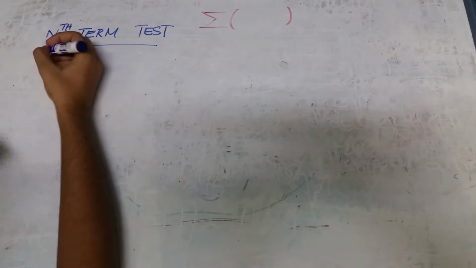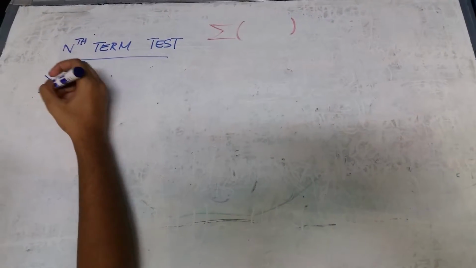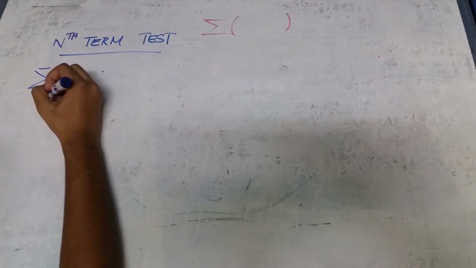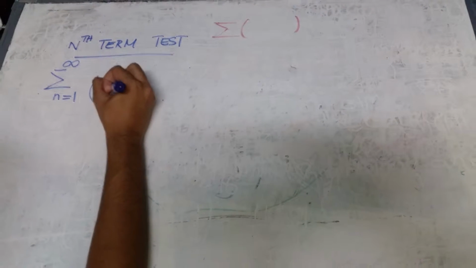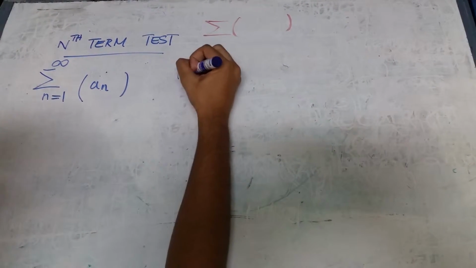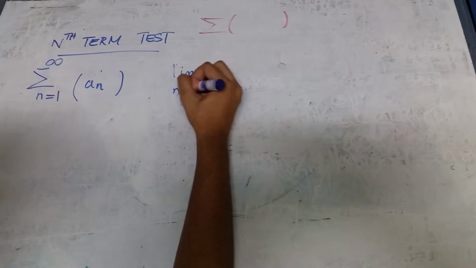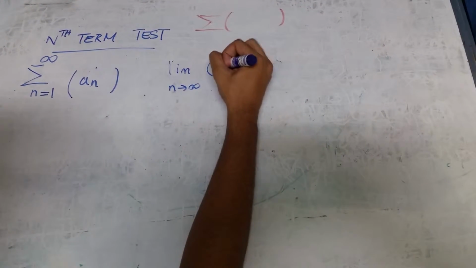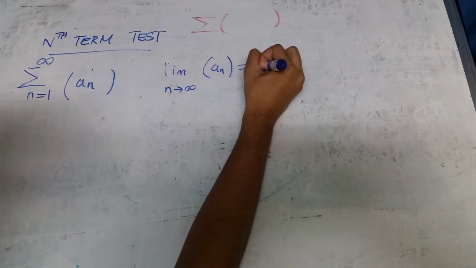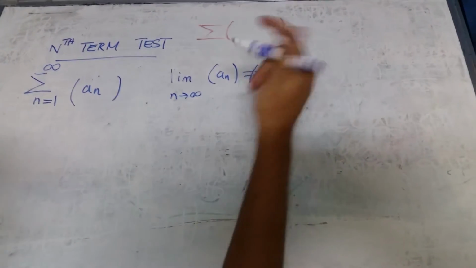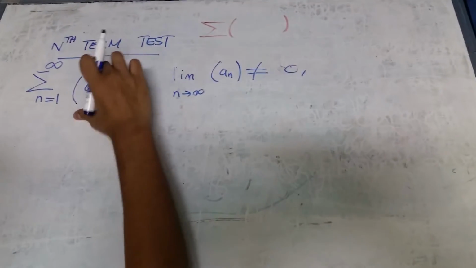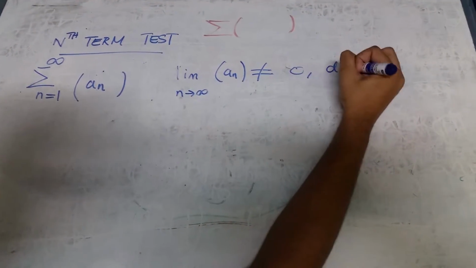So let's see. Given that you have a particular series, let's say, the sum from n equal to 1 to infinity of something a_n, okay, and now if you take the limit as n goes to infinity of a_n, and if that is not equal to 0, then you definitely know that this diverges.